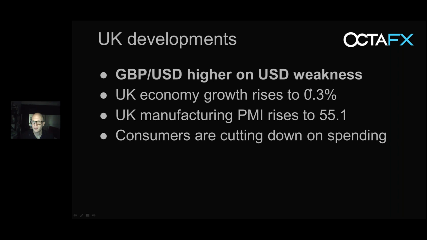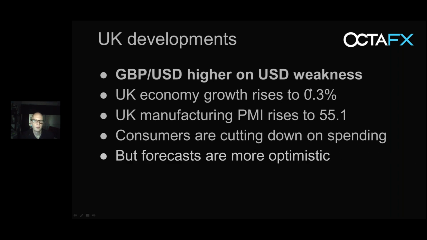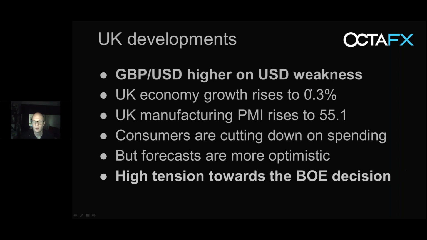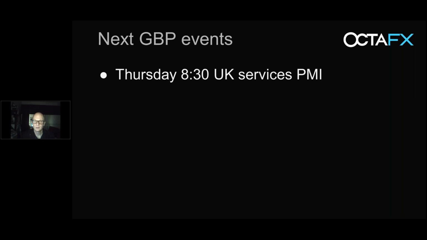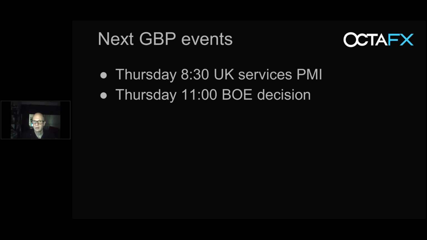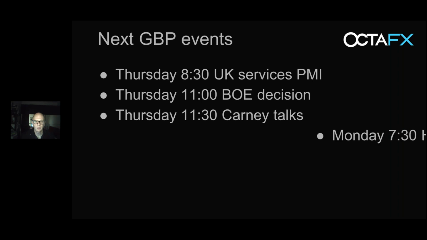Consumers are cutting down on spending in the UK because the higher pound makes the cost of living a bit more expensive. On the other hand, we had new forecasts from independent think tanks, and these are a bit more optimistic than they were, let's say, a month ago. And there's high tension towards the Bank of England's decision. So today we have the services PMI. It's the biggest sector in the UK, like in the US. Then we have the Bank of England's rate decision at 11, and a press conference by the governor of the Bank of England, Mark Carney.